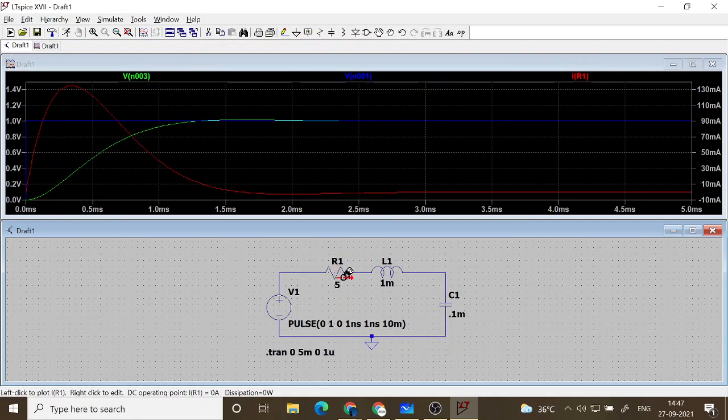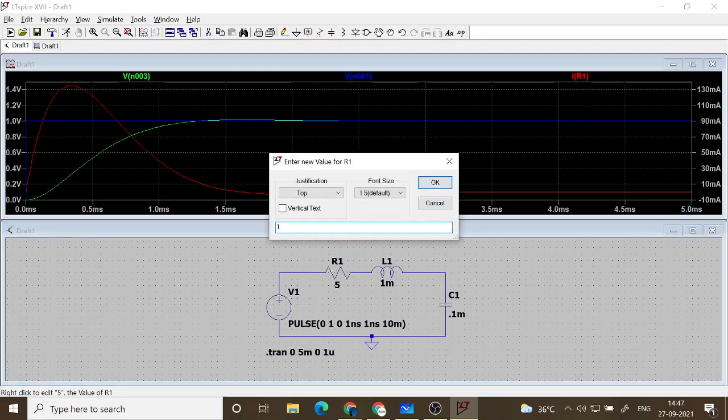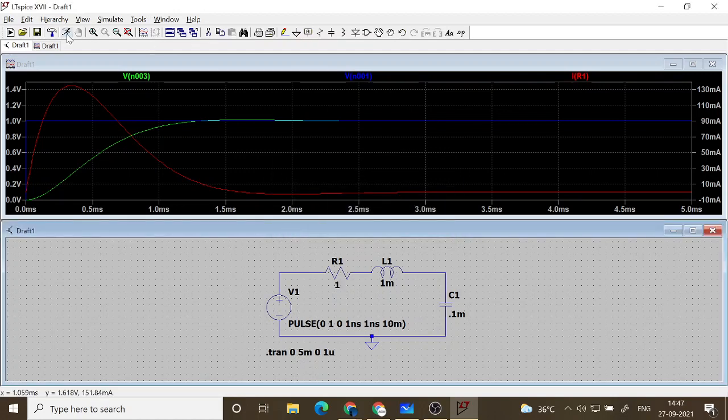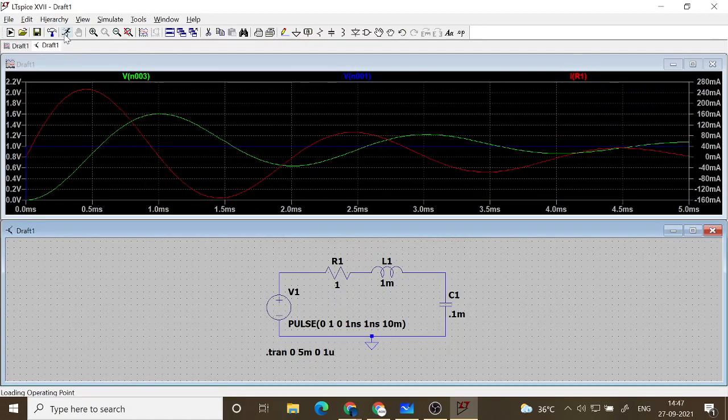Okay, this is the current through the resistance. So current through the resistance is initially rising up to 130 milliampere, and once the capacitor is fully charged to 1 volt, there will be no current. Until then there will be current which is going to be oscillating. So if I plot the current for 1 ohm, then you can see some oscillation in the current also. So the current is oscillating with respect to 0.